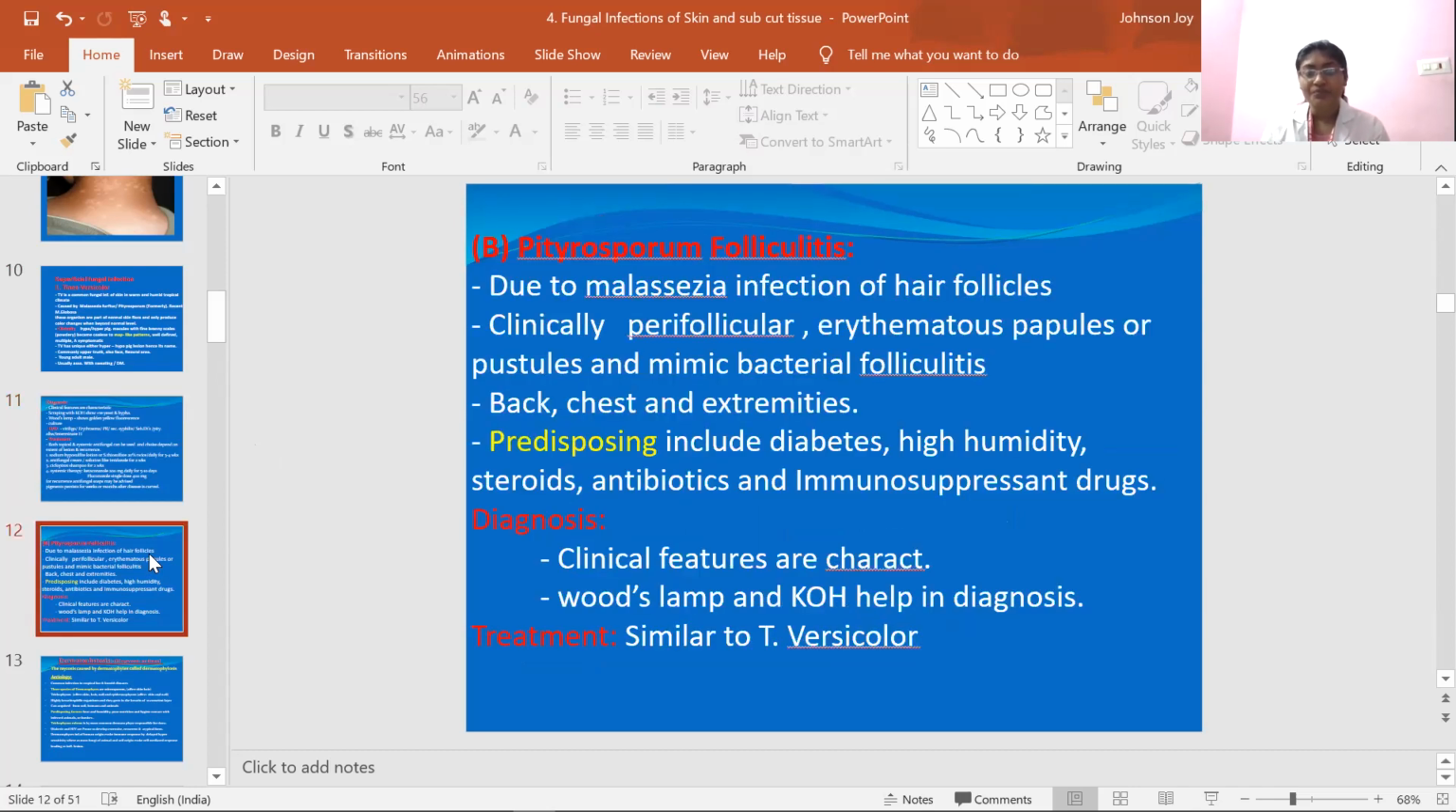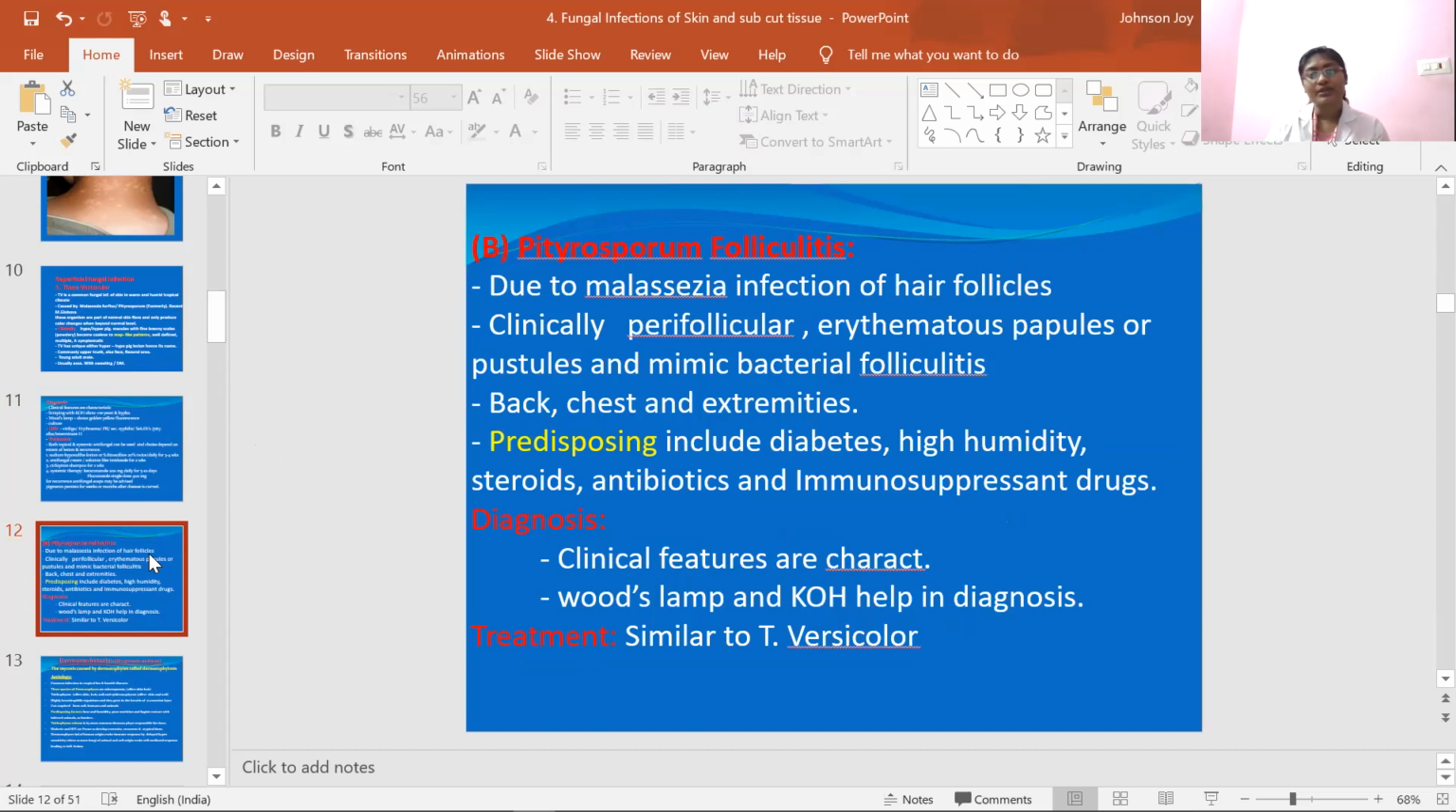Pityrosporum folliculitis is due to Malassezia infection of the hair follicles. Clinically, there will be perifollicular erythematous papules or pustules, which mimic bacterial folliculitis. The main sites of Pityrosporum folliculitis are the back, chest, and extremities. The predisposing factors are diabetes, high humidity, use of steroids, antibiotics, and immunosuppressant drugs.